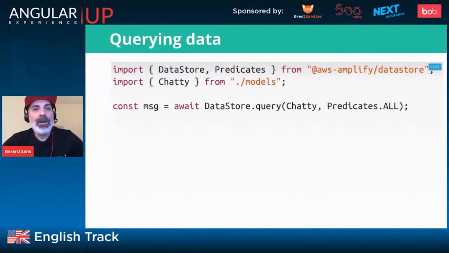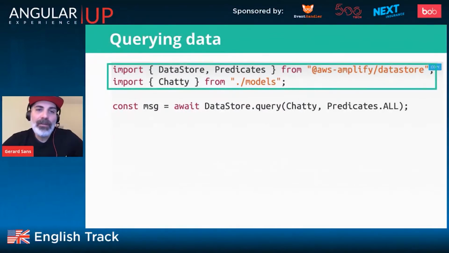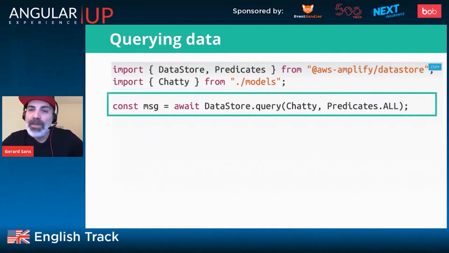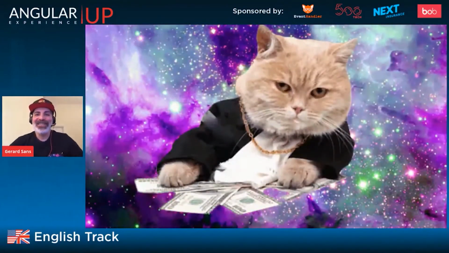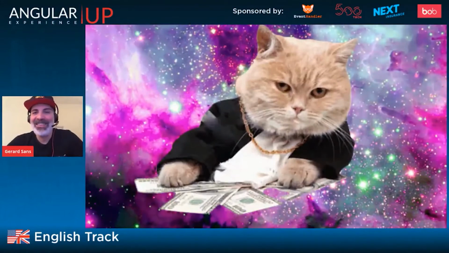So let's look at how a query will look. For a query, we are going to introduce a new concept, which is predicates. And here I'm using the predicate all. So that's going to make a query. This query is running locally, so it's going to use the data store on the device and run this query. Okay, so we are right on the money. Let's continue.